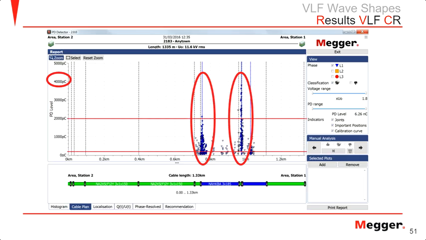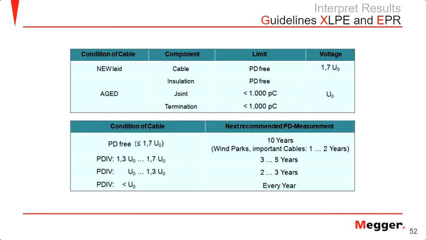Now, someone might ask, well, what are the guidelines for either XLPE or EPR cables? For XLPE and EPR cables, here are your rough guidelines.